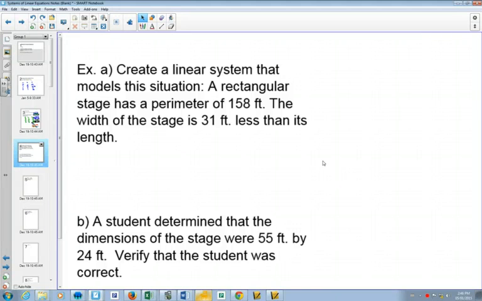Now, what this is called when you write two equations and they're both lines, like we saw in the last example, is called a system of equations. And because they're both lines, we call it a linear system of equations. So in this example, there's going to be enough information that you should be able to make two equations, and they'll both be lines. So write this down, see if you can come up with both equations.